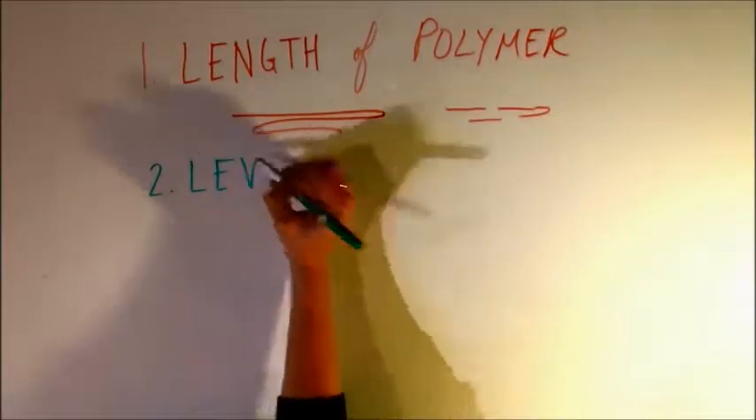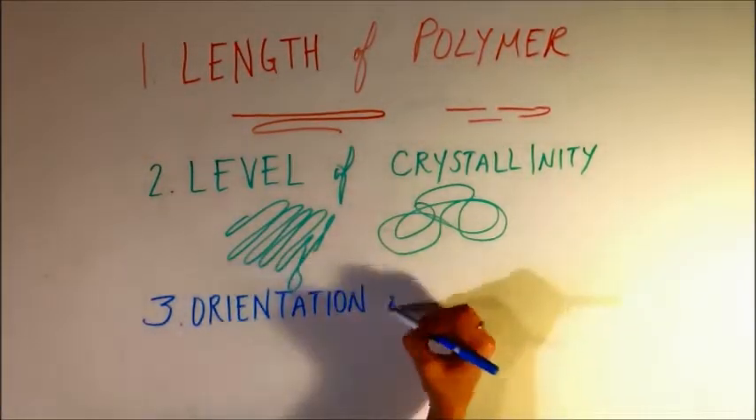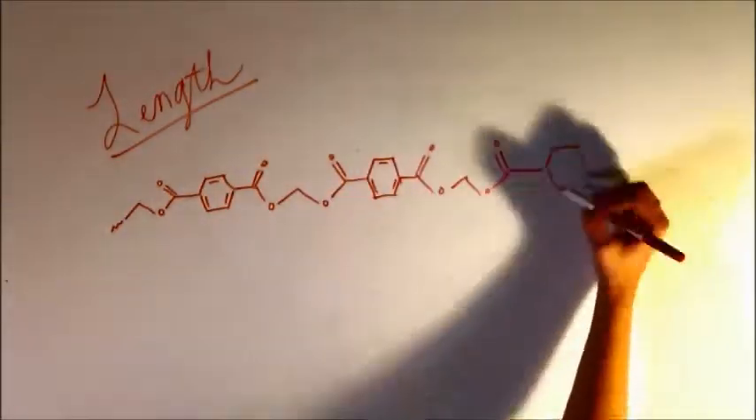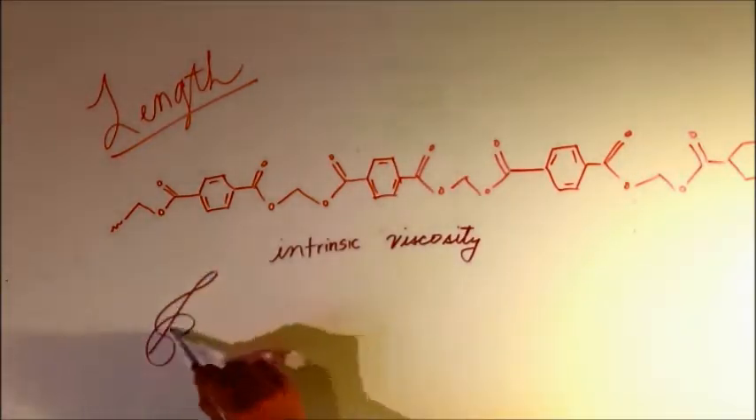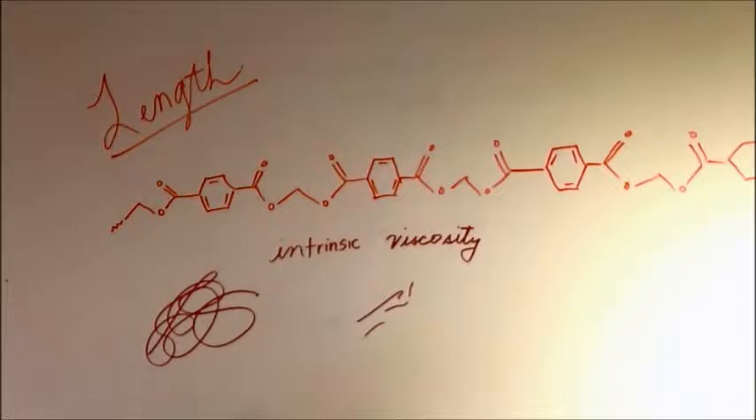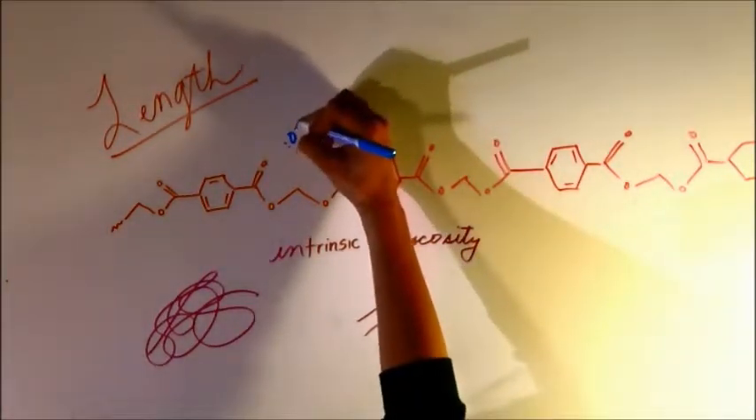Three major structural factors include the length of the polymer, the level of crystallinity, and the orientation of the molecules. The length of the polymer contributes to its intrinsic viscosity. For example, a longer polymer would have more entangled arrangements and therefore a higher intrinsic viscosity than a shorter polymer with fewer entanglements. This idea of intrinsic viscosity also contributes to the need for drying PET before use.